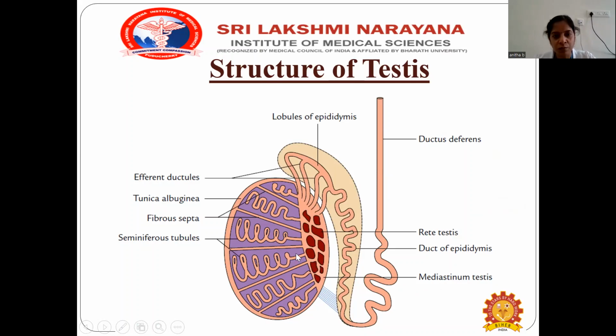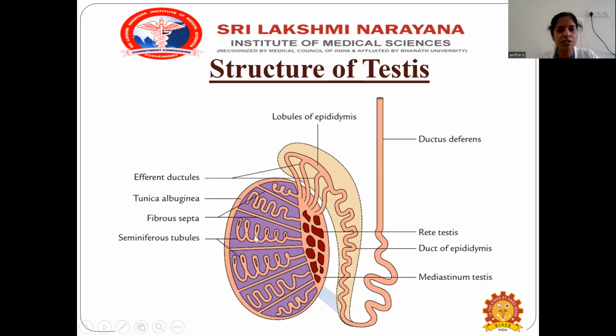From the mediastinum testis, you can see numerous fibrous septa extending. These fibrous septa divide the testis into numerous compartments. These compartments are named lobules. You can see here separate compartments. These are called lobules of the testis. Within each lobule, you can see some coiled tubules. They are nothing but the seminiferous tubules. These are the structures.